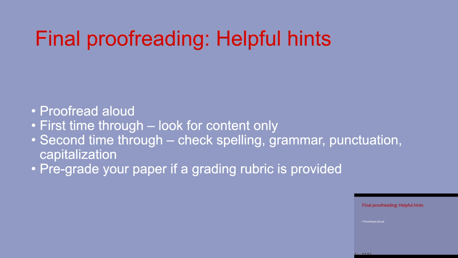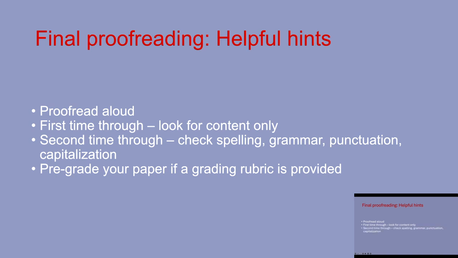When we proofread silently, we tend to fill in missing ideas or words because we're not hearing them. If you proofread aloud, you tend to hear it and catch these mistakes pretty easily. You want to try to proofread your final time twice. The first time, look for content. Make sure you're saying exactly what you want to be saying and conveying the ideas that you want to convey.